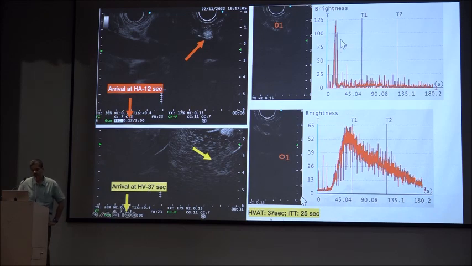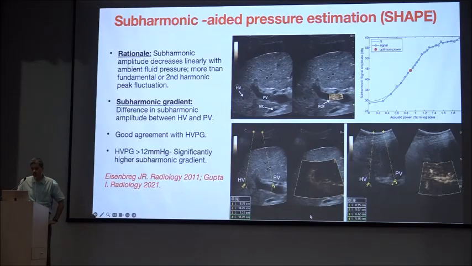And the hepatic vein arrival time here is 37 seconds and ITT is 25 seconds. So this is a normal patient. This is something which I find very promising, which will come up, the subharmonic aided pressure gradient. I will not go into the detail because my time is running up.